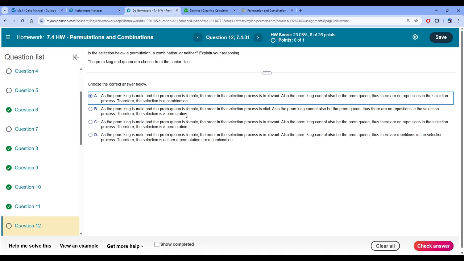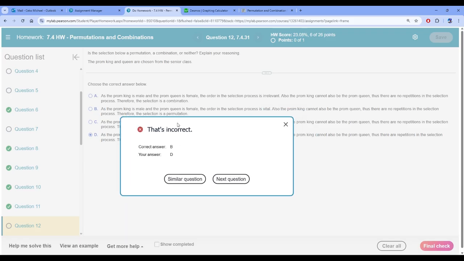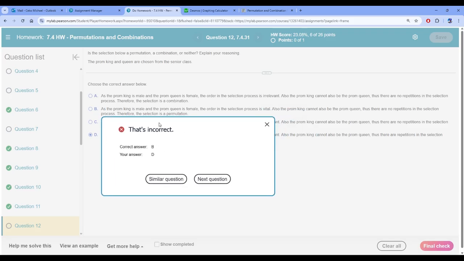I don't think it's a permutation. I still think it's a combination because the order does not matter. Permutation, as the prom king is male and prom queen, the order of the selection process is irrelevant. Also, the prom king cannot also be the prom queen, and thus there are repetitions in the selection process. I'm still thinking it's a combination. I'm wrong. It was a permutation. Also, the order matters. That's why. But they didn't say that. They just said they wanted a prom king and queen.